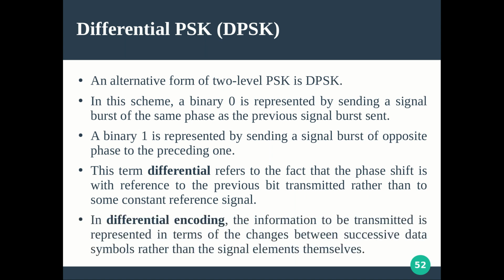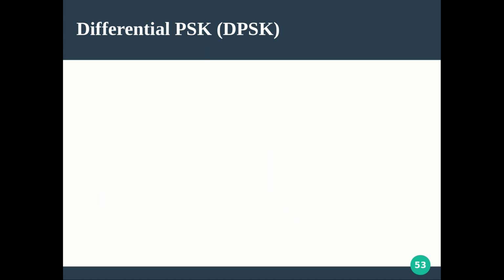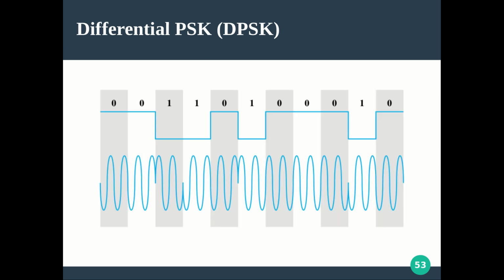So in differential encoding, the information to be transmitted is represented in terms of the changes between successive data symbols rather than the signal elements itself. It's a kind of relative encoding. In differential encoding, you are trying to differentiate every current information with respect to the previous signal. It will be very clear for you by seeing this example.